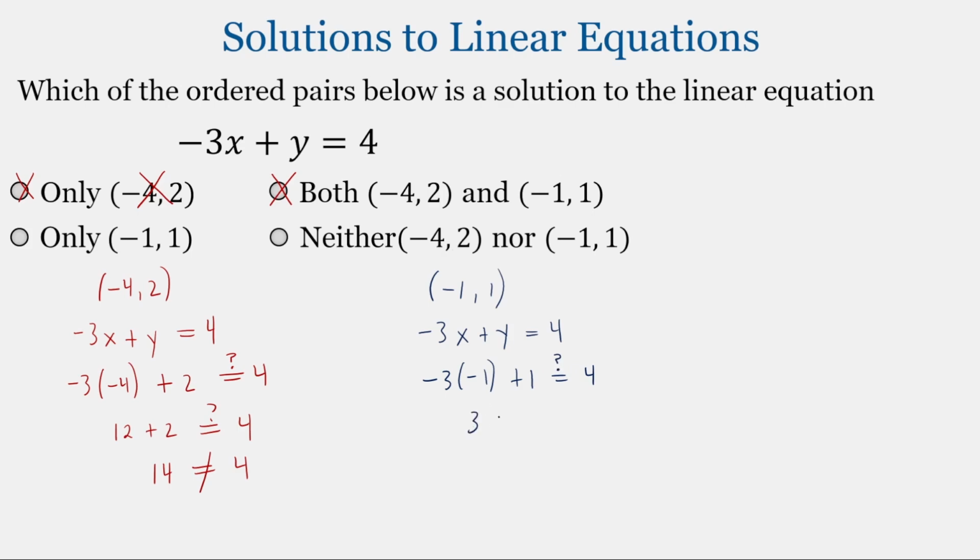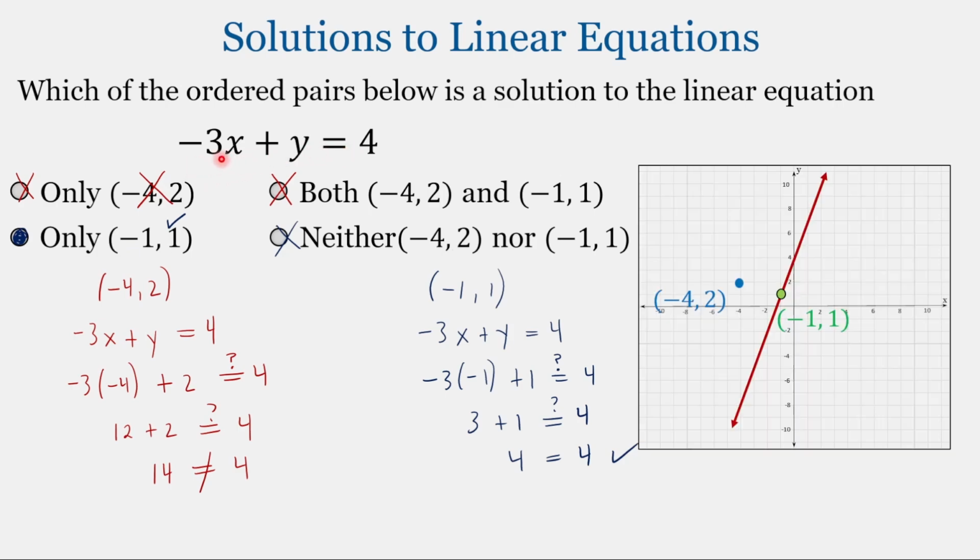This gives us 3 plus 1 equal to 4, possibly. And then 4 equal to 4. So this is a true statement. So this is okay. So therefore, it's not the neither option. We can eliminate this. And our answer is only negative 1, 1.